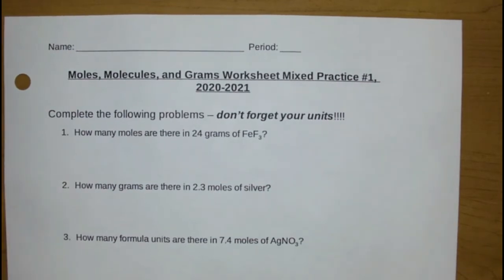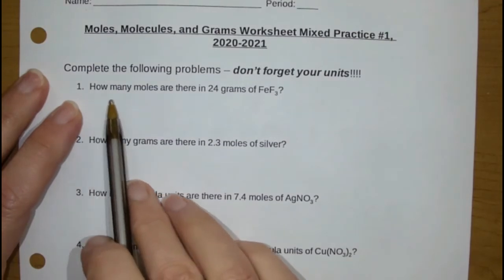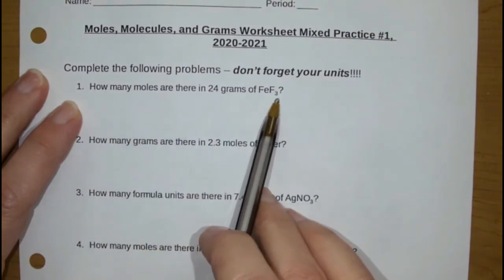So let's look at these because they have problems like the ones from the other day and problems like we just talked about. So the most important thing in the beginning is to figure out what kind of problem it is. So let's look at number 1. How many moles are there in 24 grams of iron 3 fluoride?